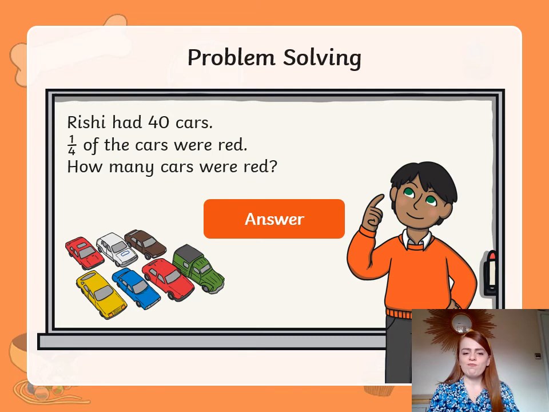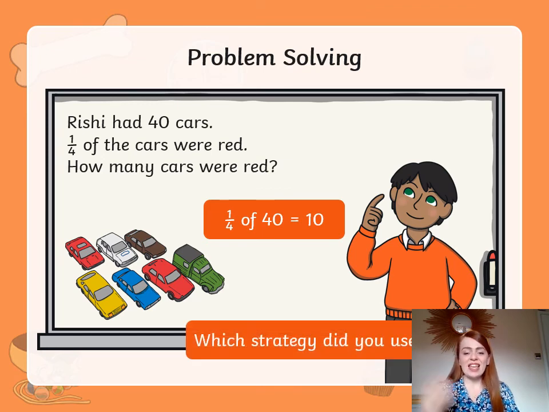Okay, so we've got a quarter of 40, which really means we want to divide 40 by 4, and I know that 40 divided by 4 is 10, okay, because I know that 10 times 4 is 40. So 1 quarter of 40 equals 10.